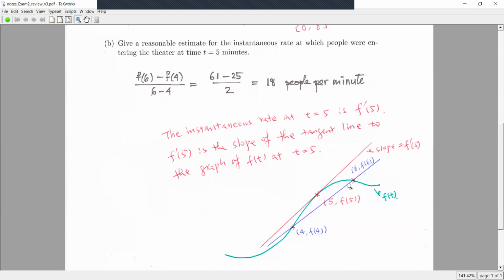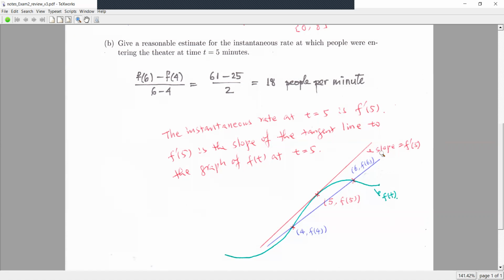Suppose this green curve is the graph of function f. Suppose this point is the point on the graph corresponding to time 5. At this point, draw a tangent line. Then the slope of this tangent line is the derivative of f at 5.